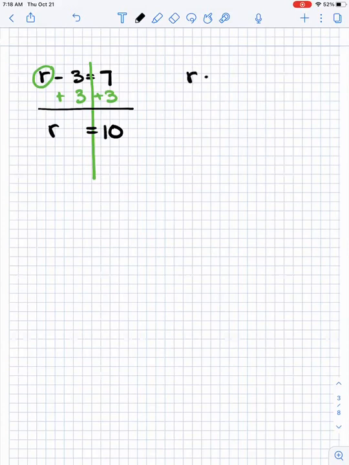I'm going to check it. R minus 3 equals 7. I copy everything down. I'm going to replace that variable with the 10, and 10 minus 3 is 7. So we get 7 is equal to 7.